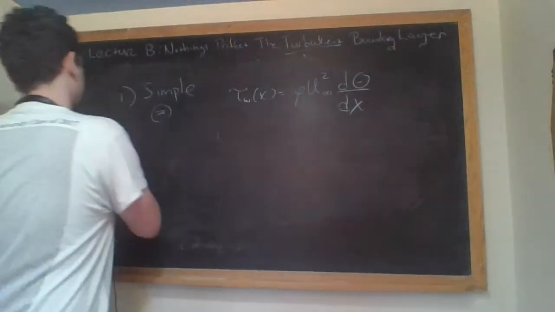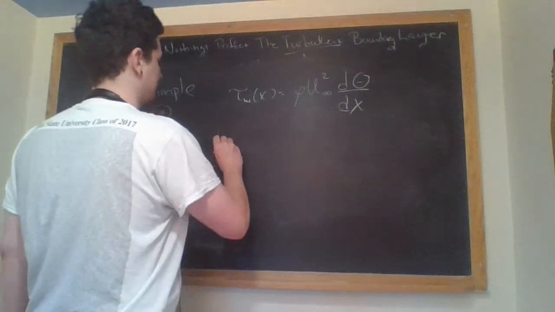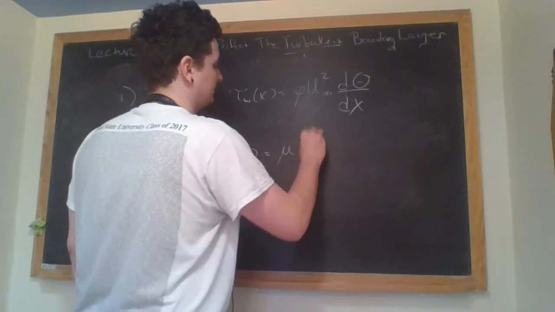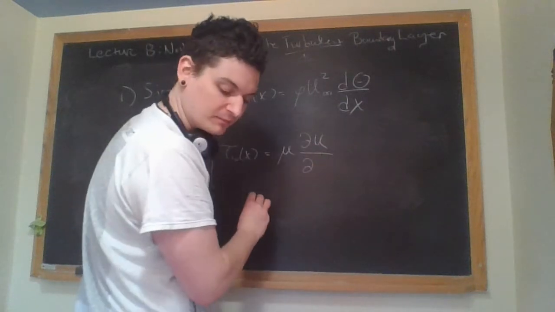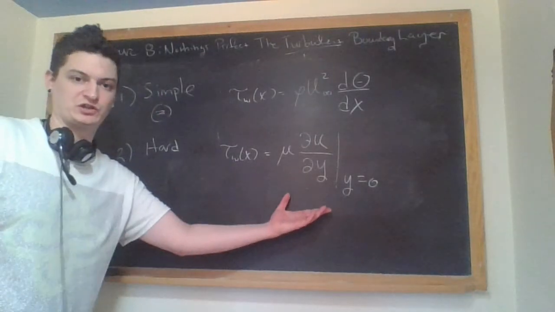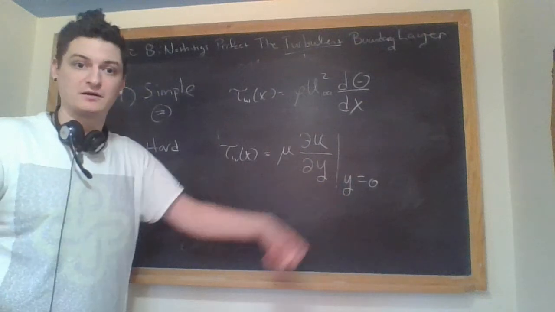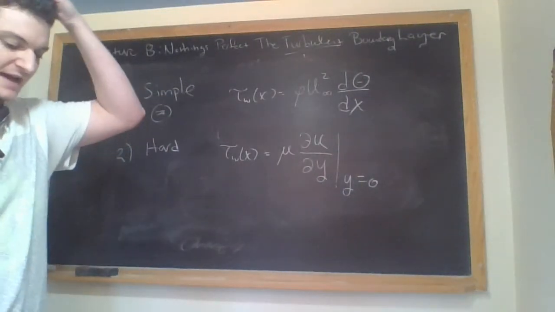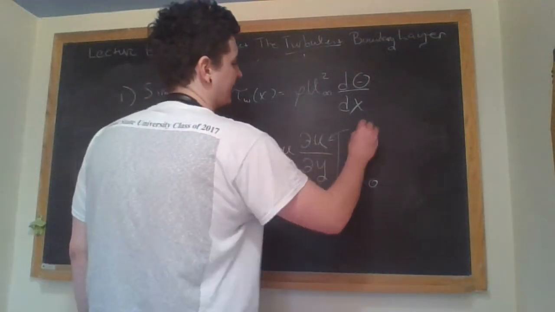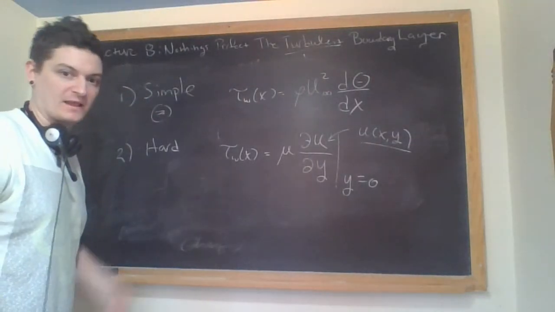The harder way is actually just the definition of shear at the wall. Here is actually what Blasius did and what you will do. This is just what shear at the wall is, the definition of shear at the wall: viscosity and the gradient as you go over the wall at 0. Okay, so this is hard though, because to actually get this, you need to know exactly what u of x, y is.